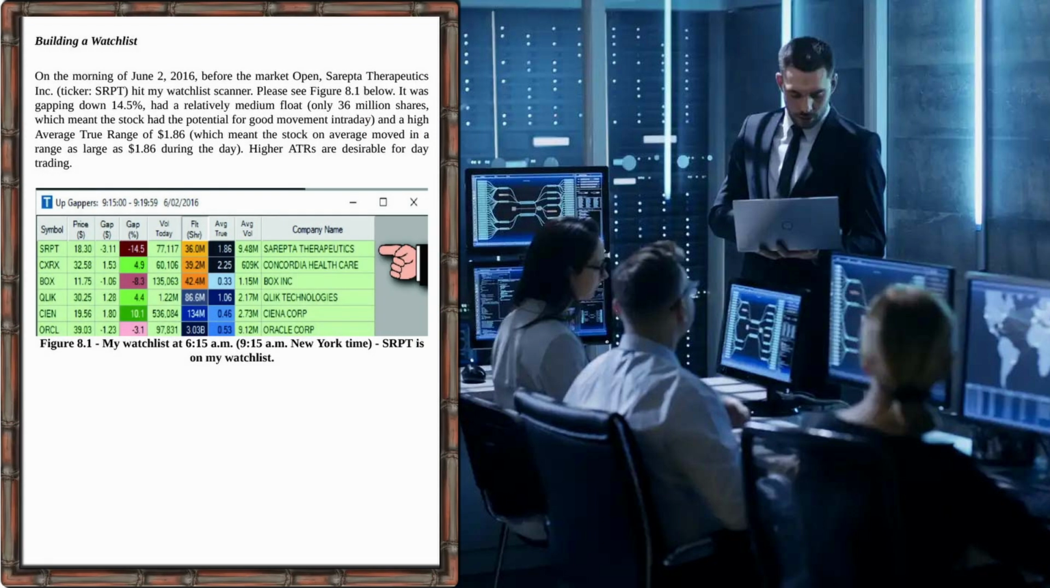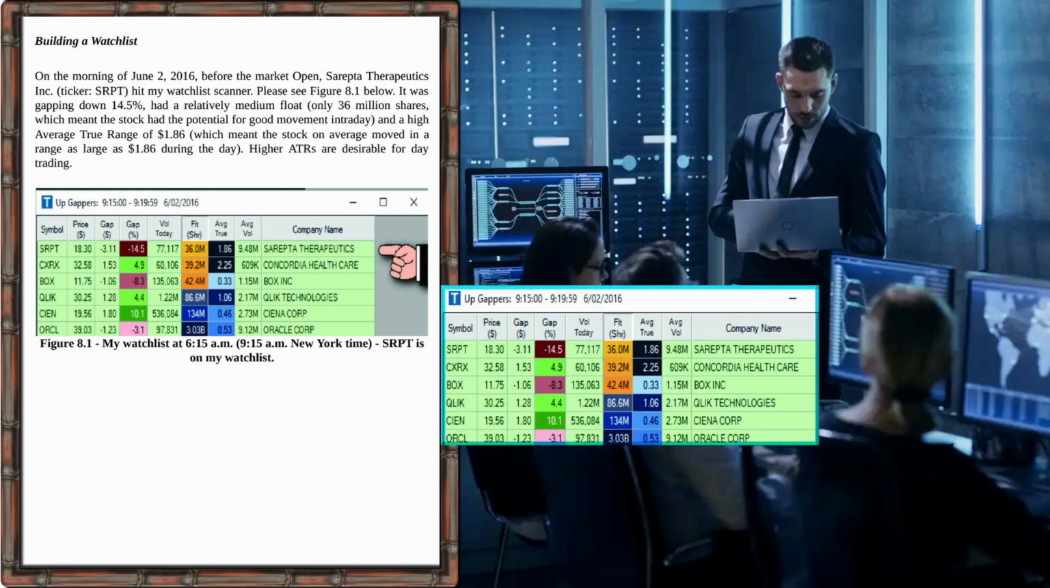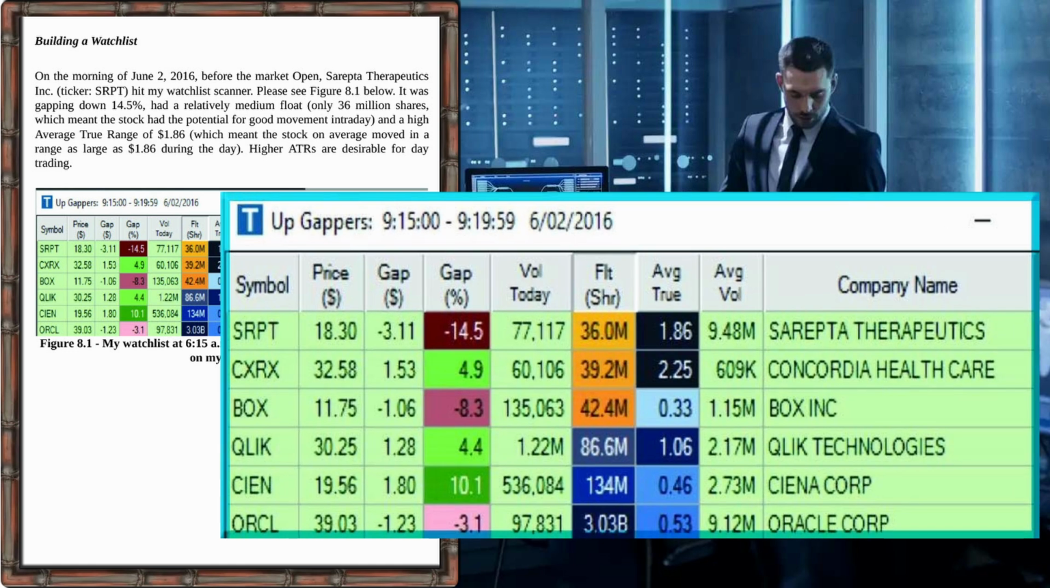Building a watch list. On the morning of June 2nd, 2016, before the market opened, Sarepta Therapeutics Inc., ticker SRPT, hit my watchlist scanner. Please see figure 8.1 below. It was gapping down 14.5%, had a relatively medium float, only 36 million shares, which meant the stock had the potential for good movement intraday, and a high average true range of $1.86, which meant the stock on average moved in a range as large as $1.86 during the day. Higher ATRs are desirable for day trading.